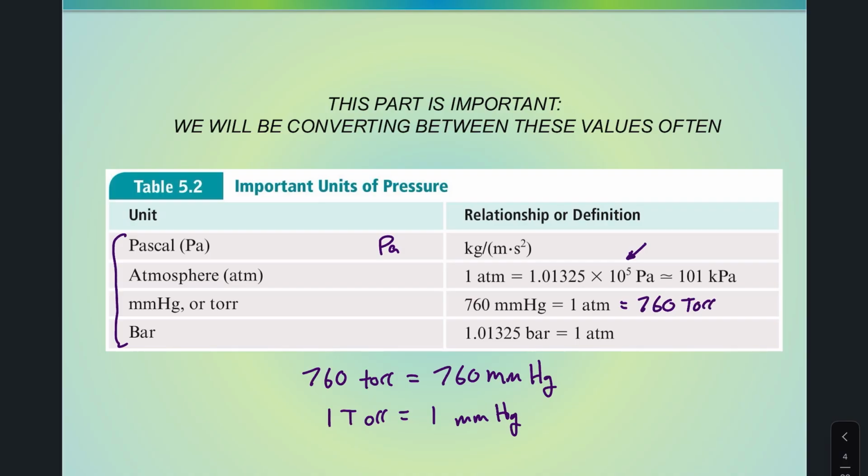You have the bar, which is just about the same as an atmosphere. As you can see, though, you have these values up here, 1.01325, and 1.01325. There is a relationship between these two numbers in that the only difference is that you have this 10 to the 5th present right there. Okay.